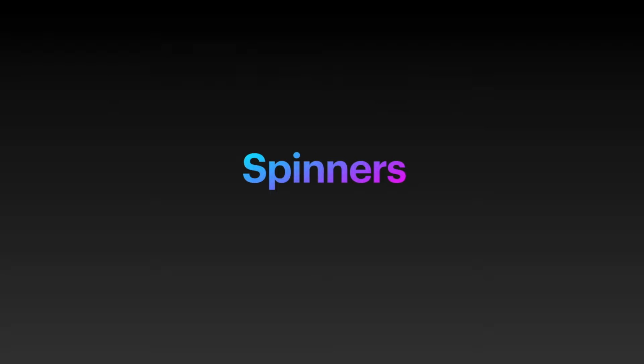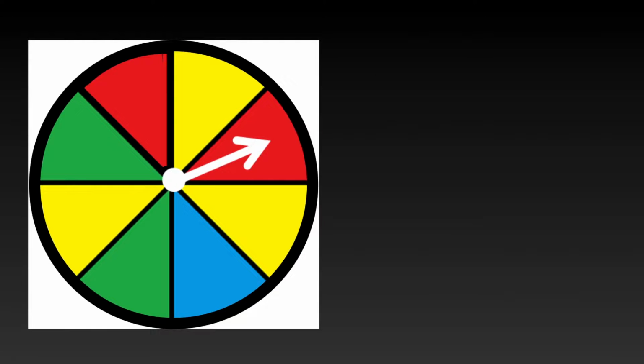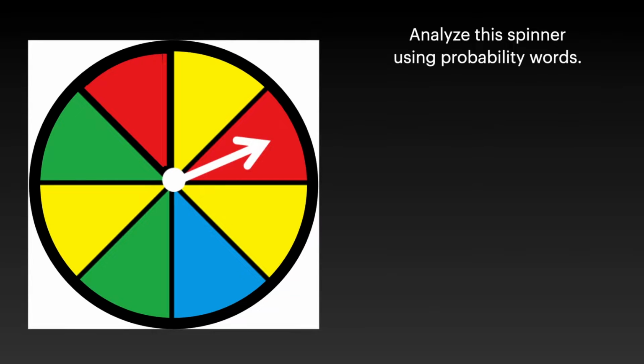We are continuing our unit on probability today, and we will be talking about spinners. Here is an example of a spinner. You may have seen a spinner before in a game or at a fair, and today we are going to analyze this spinner using probability words. And remember, analyze means to look closely. So we're going to look closely at the spinner and we're going to use probability words.